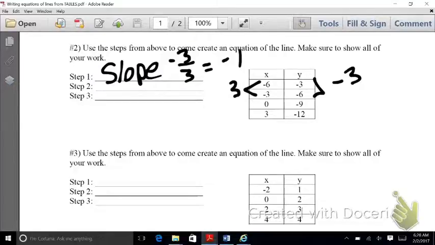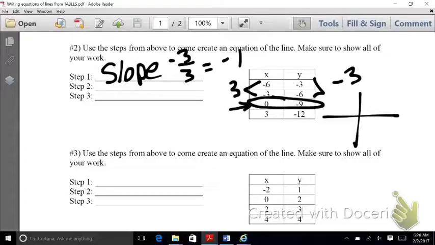And then our y-intercept, if I were to graph this point right here, I can't move it left or right because x is 0, but it does go down 9. So that point right there, the graph would actually cross at negative 9.